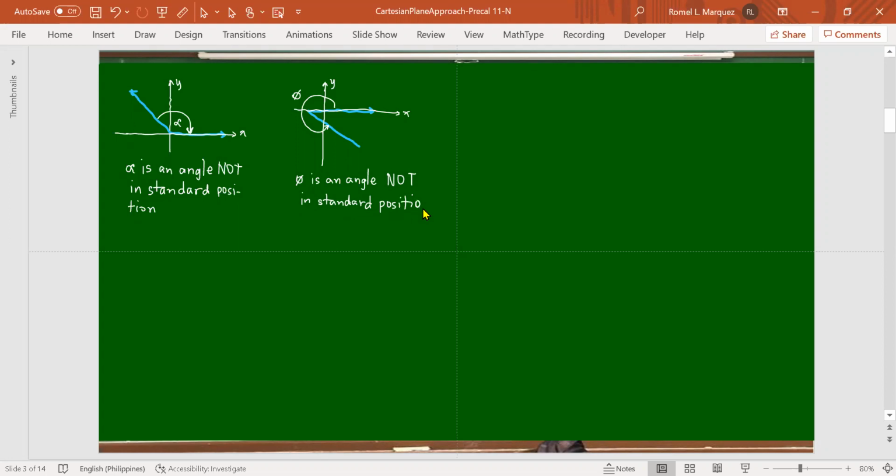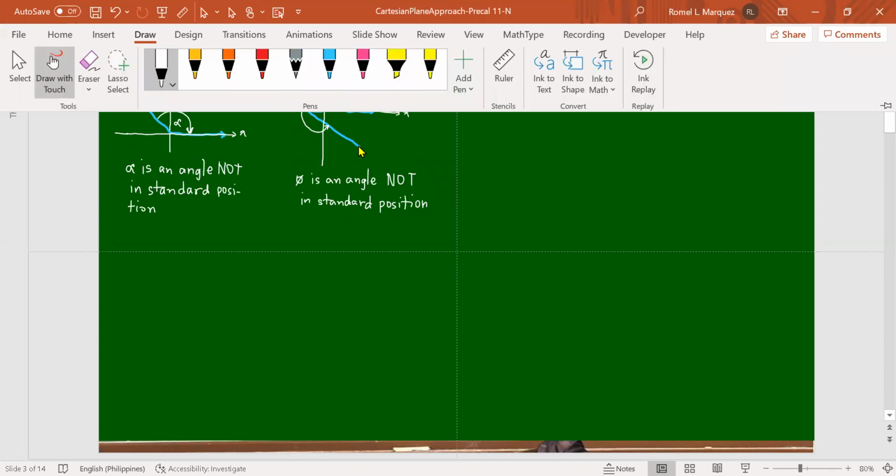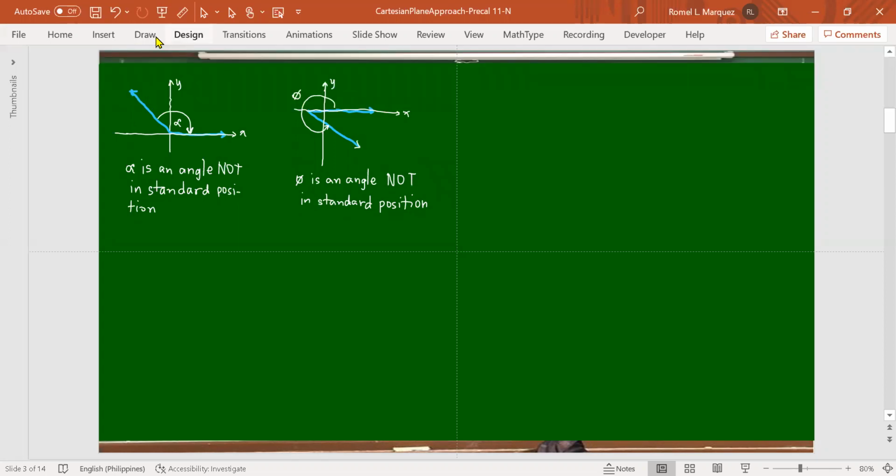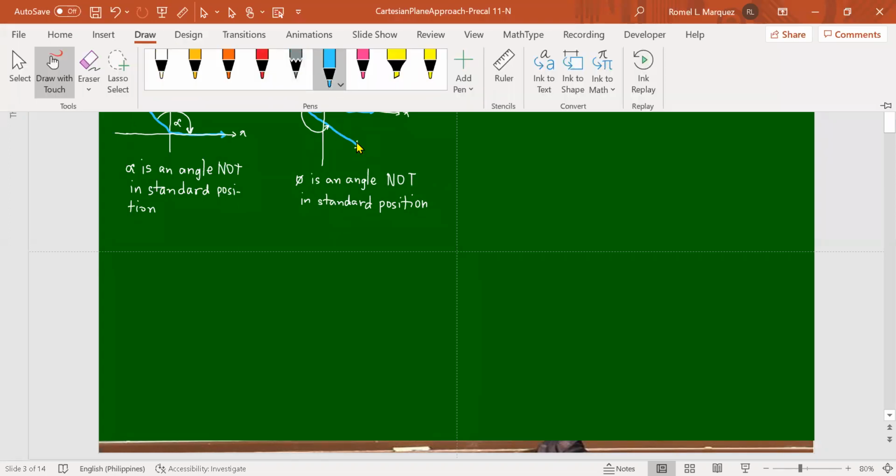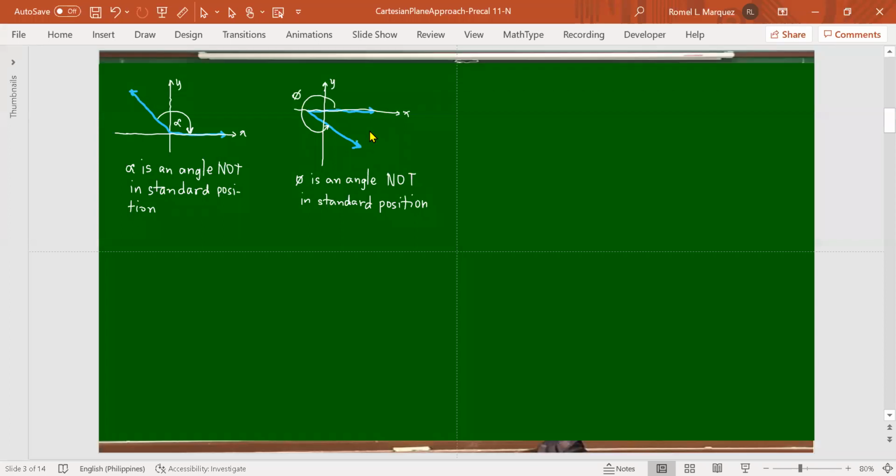Now, the reason why we define an angle in standard position is so that when you're asked to draw an angle, all of us will have the same sketch, a uniform sketch. So from now on, when I say draw the angle, even if I don't mention it, I mean in standard position. When you're asked to draw in the Cartesian plane, you have to consider an angle in standard position.